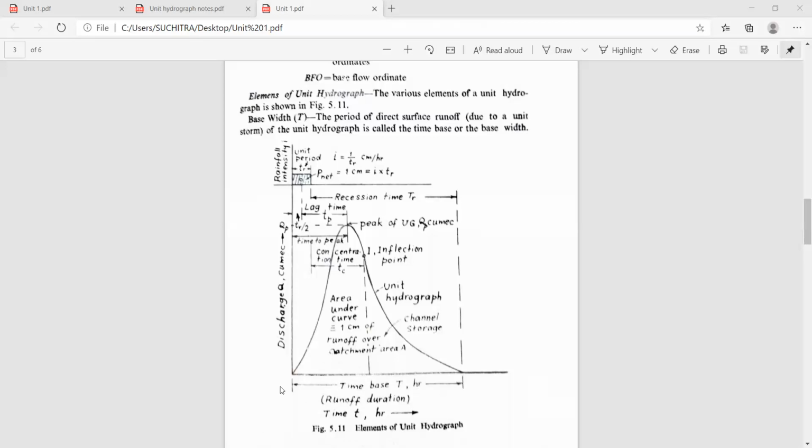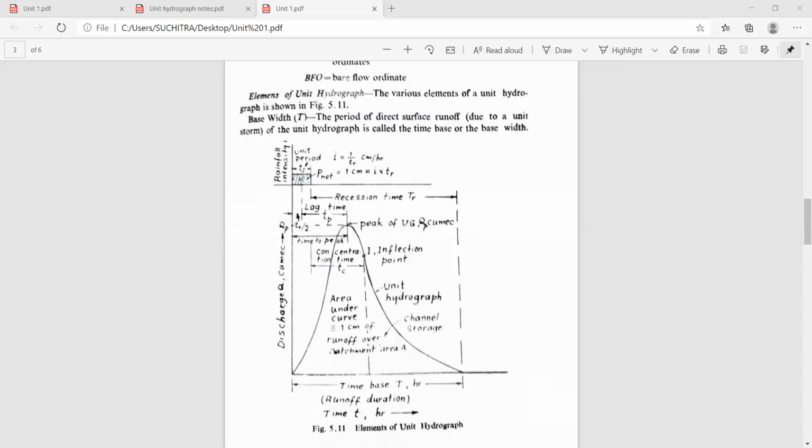So this time is called the base width, or the time base of the unit hydrograph. Now this is the peak of the unit hydrograph, that will be Qmax, and you know what the inflection point is. Up to this point there will be a discharge into the catchment area, after which there will be a gradual withdrawal of the discharge. So this will be in the depleting form, and the area under the curve produces a volume of runoff equal to 1 centimeter. So now this is the element of the unit hydrograph, or the component of the hydrograph.